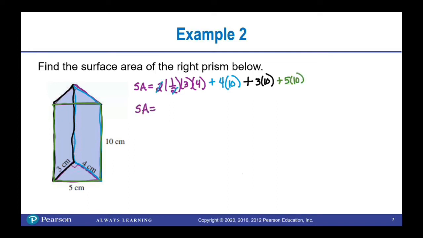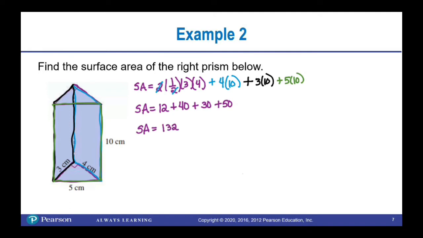Then multiply and add. The 2's cancel out in the first term, and 3 times 4 is 12. 4 times 10 is 40. 3 times 10 is 30. And 5 times 10 is 50. When you add all of these together, we get 132.